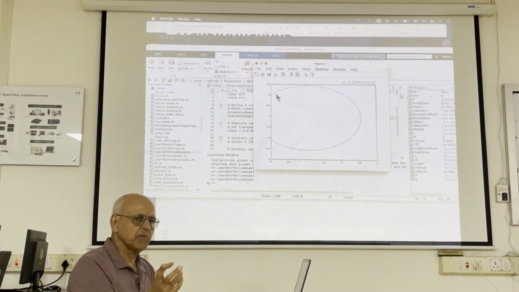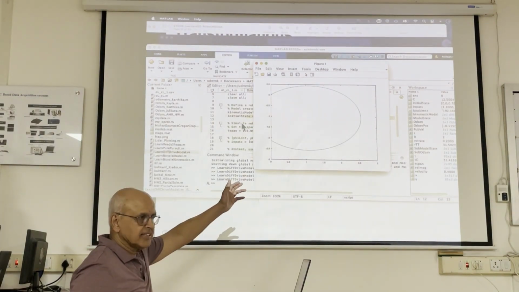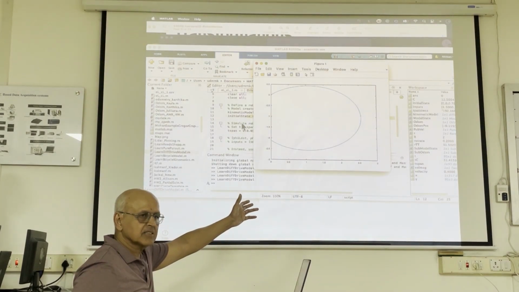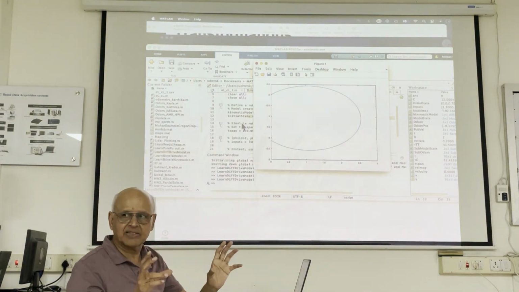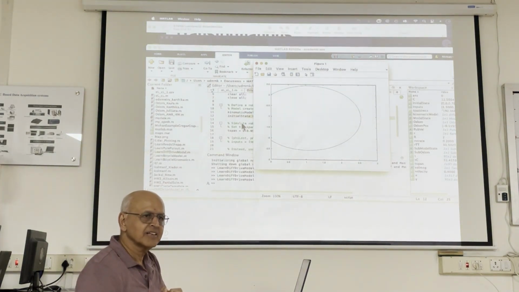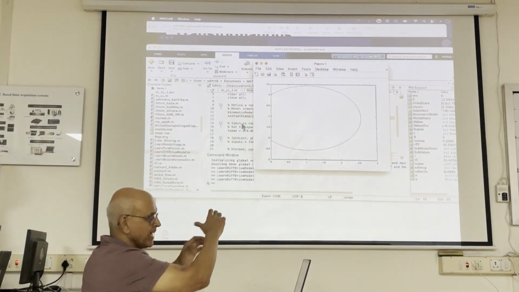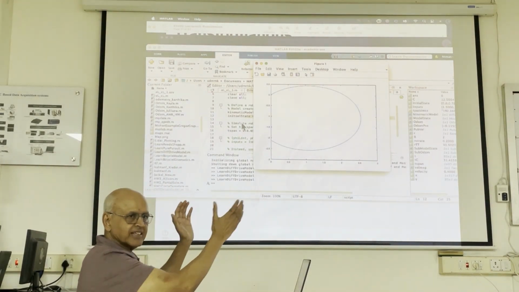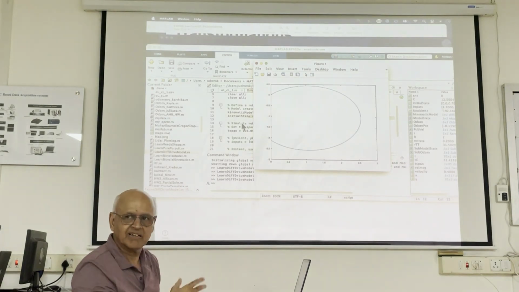So that program is available. You should be able to run it. Now, if you think that this does not look like a circle, it's because we have to use the equalize axis feature of plot. Right now it's not using the same scaling factor, and that's why it looks like an egg. It's really a circle.